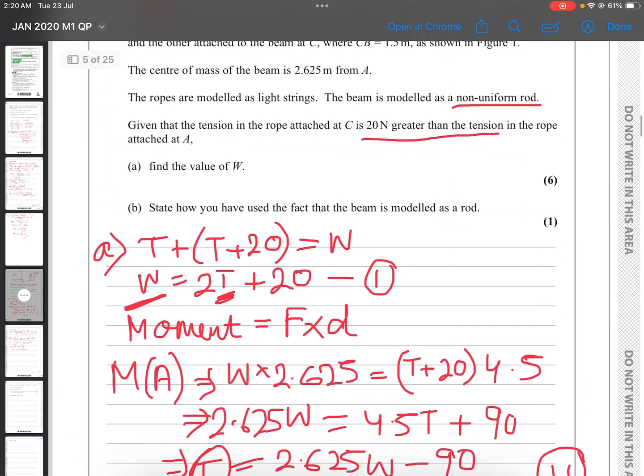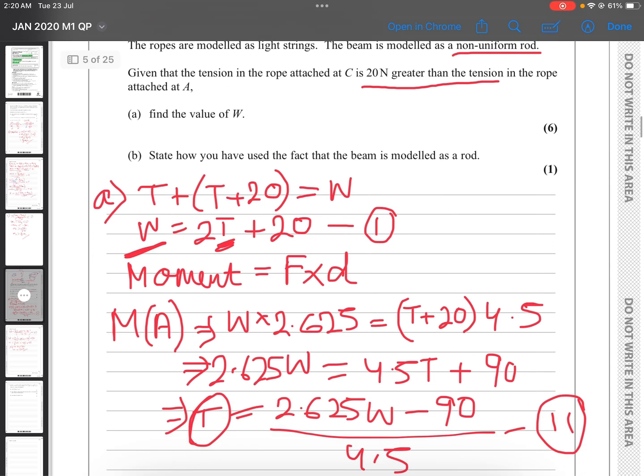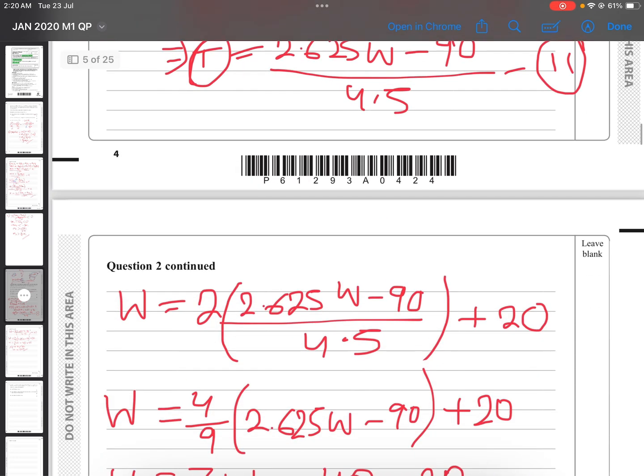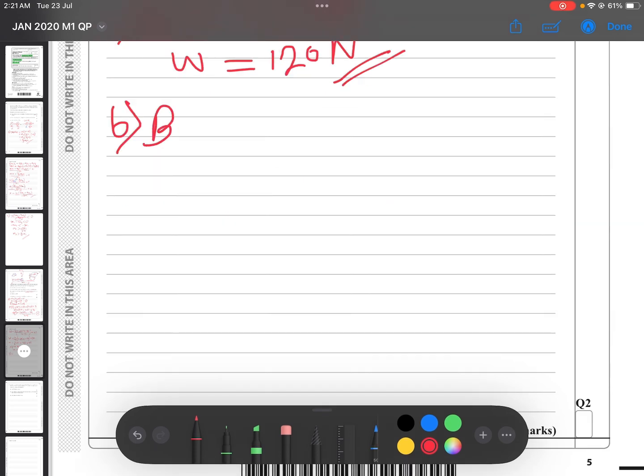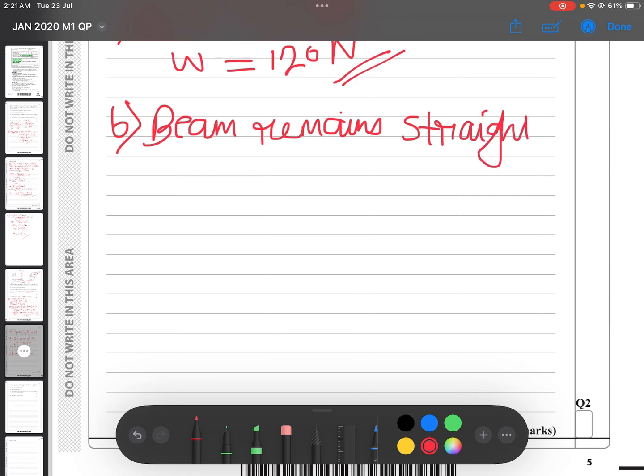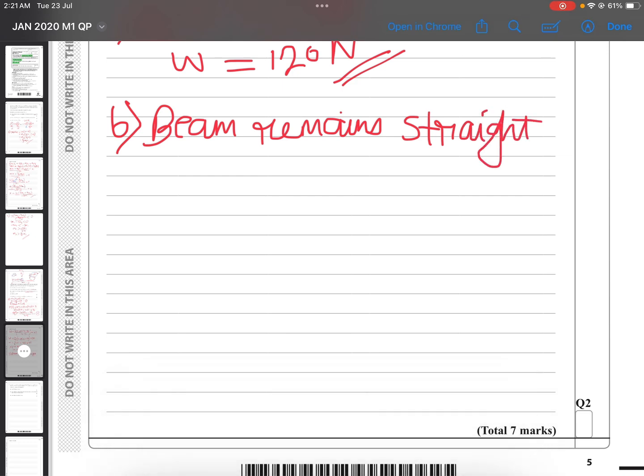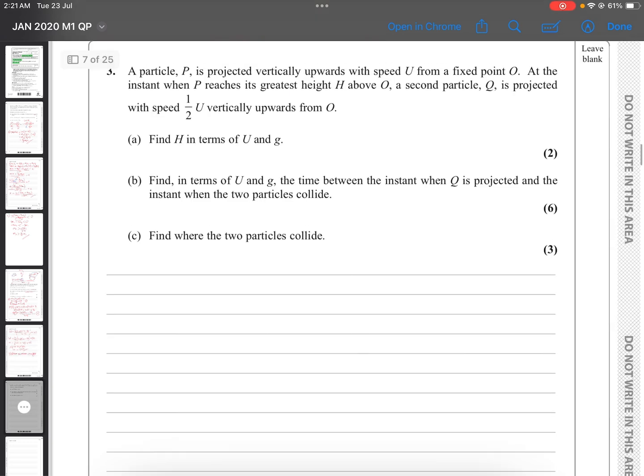Next, part B states, state how you have used the fact that the beam is modeled as a rod. For mechanics, these are some questions which have a specific answer to them. So for part B, when they ask model as a rod, the answer is beam remains straight. So that's the conclusion to question 2. Moving on to question 3.